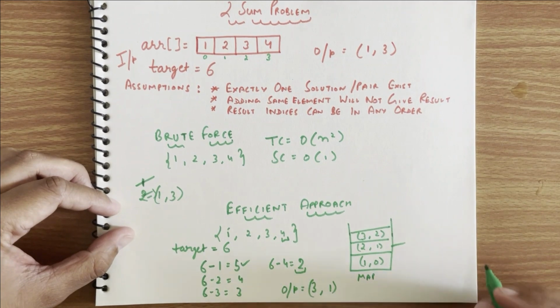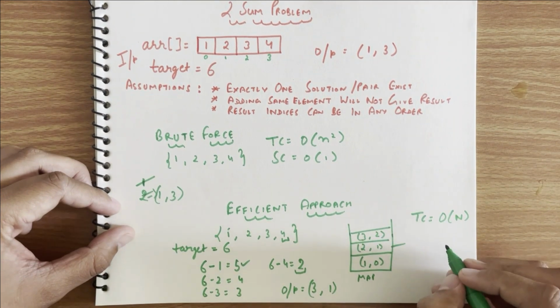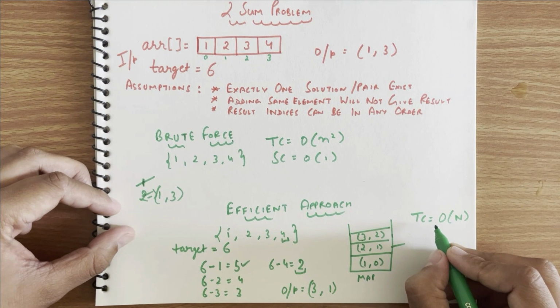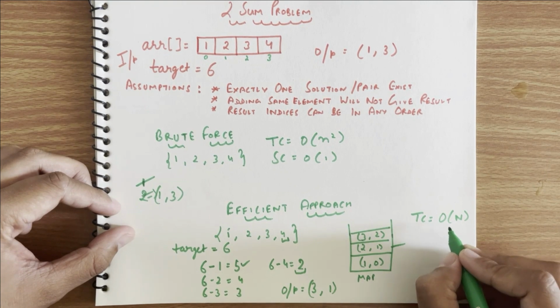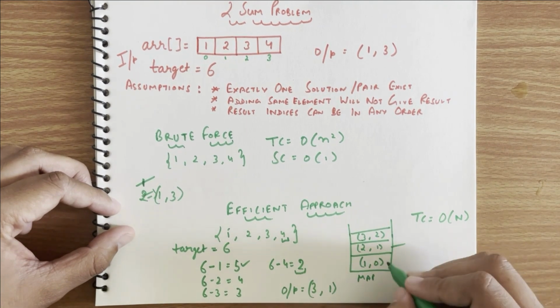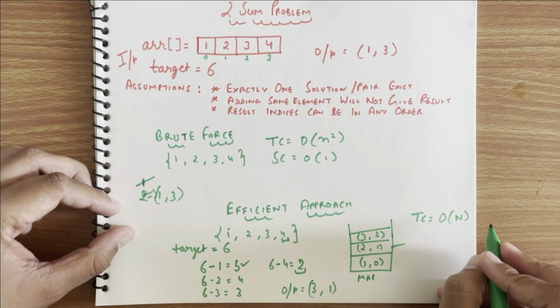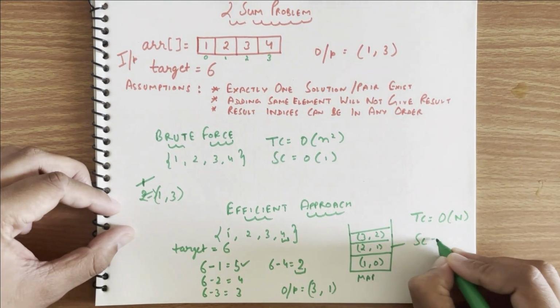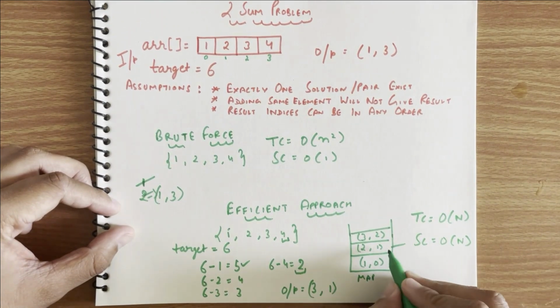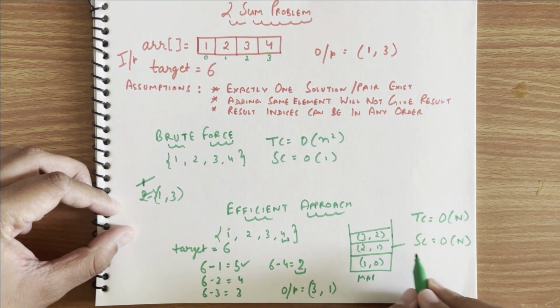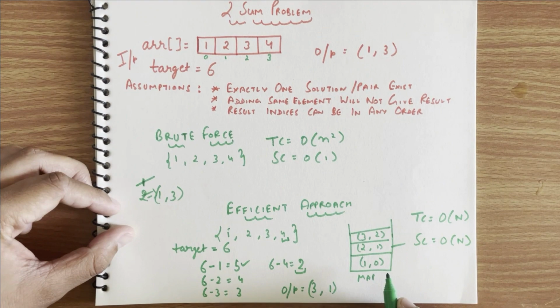So this is our efficient approach. The time complexity for this solution will be big O of n, as we are using only one loop. Although we are doing insert and search operations on the hash map, those are equivalent to big O of n only. The space complexity will also be big O of n, as we are using additional space, which is the hash map, to store the key-value pairs. Now let us see the implementation of both of these approaches.